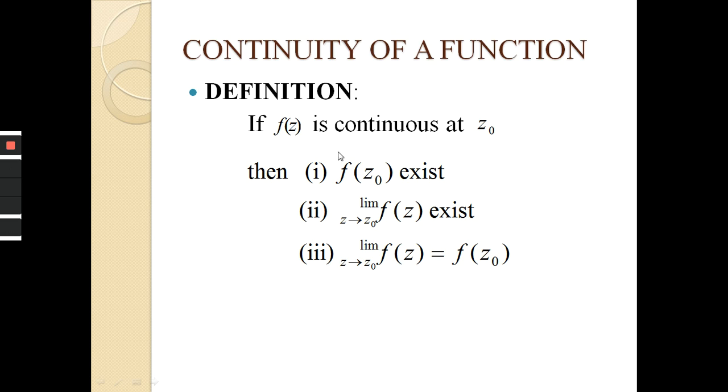Continuity of a function. If f of z is continuous at z naught, then f of z at z naught exists. The limit of f of z at z naught exists and is equal to f of z naught.